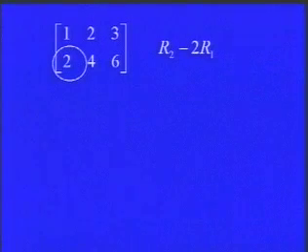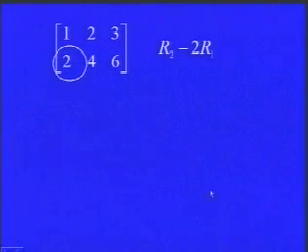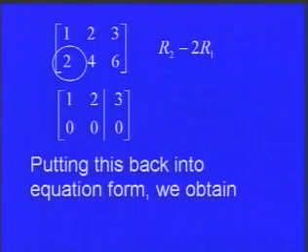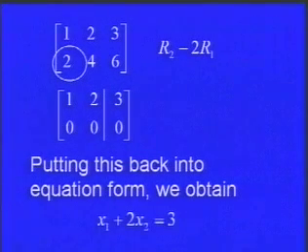Okay, if we do row 2 minus 2 row 1 and we replace the contents of row 2 with that, you'll just get 1, 2, 3 across the top. You get 0, 0, 0 across the bottom. Now if we put that back into equations, because remember that came out of equations, it's an augmented matrix, we're going to obtain x1 plus 2x2 is equal to 3. Now that means that whole system reduced down to that one equation.